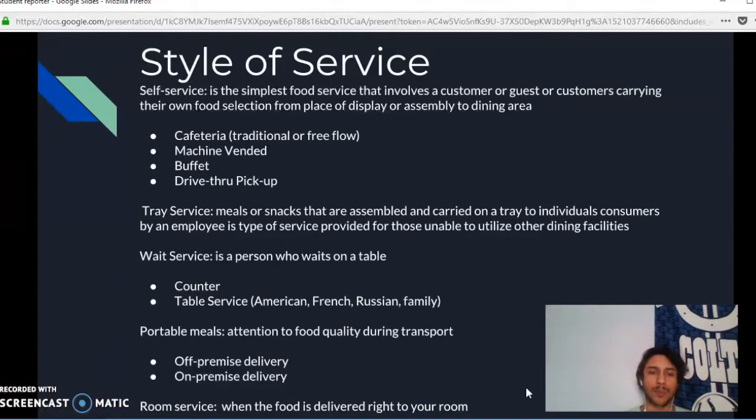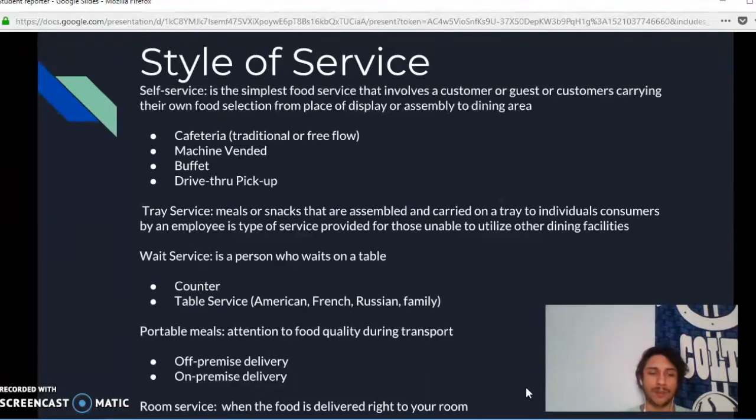Wait service is where a person waits on a table, and there are two types: counter and table service. Counter service is where the guests sit at a counter, which makes for ease and speed of service and permits one or two attendants to handle a sizable volume of trade. Table service is broken down into four parts: American, French, Russian, and family. In American table service, your host or hostess shows you to your table and your waiter or waitress takes your order.